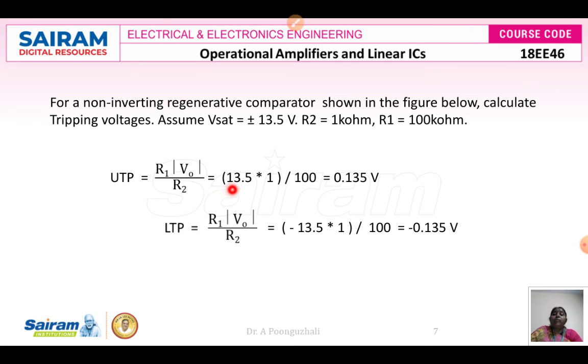So here, for the upper threshold voltage, V0 is positive. So plus 13.5 into 1K divided by 100K. So the value is 0.135 volts. LTP is R1 into V0 divided by R2. So your LTP is at negative saturation. So it is minus 13.5 into 1 divided by 100. It is minus 0.135 volts.